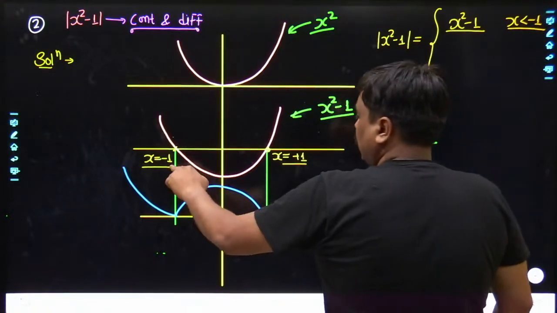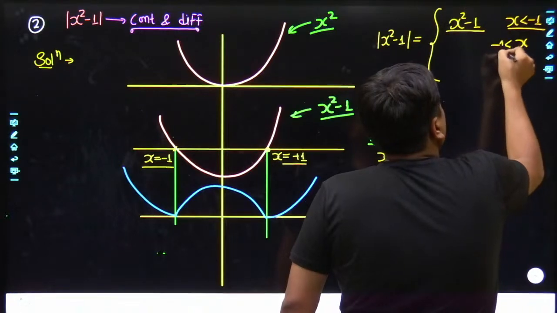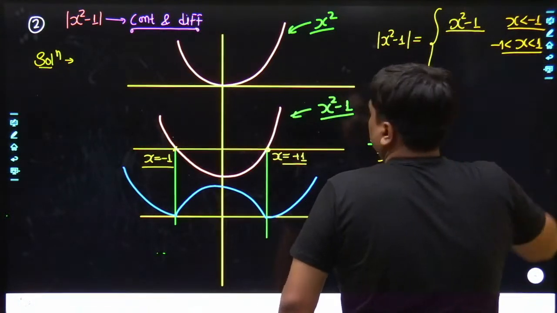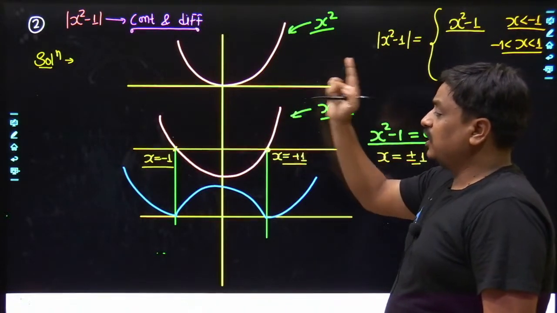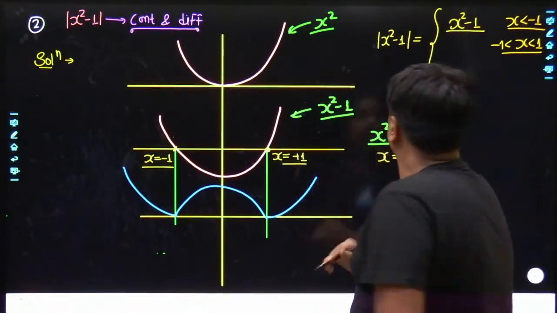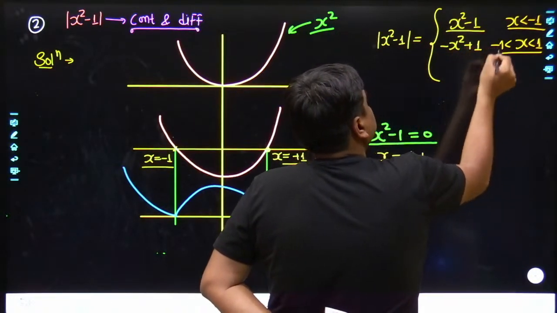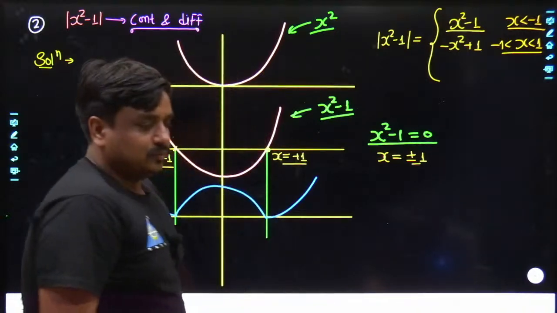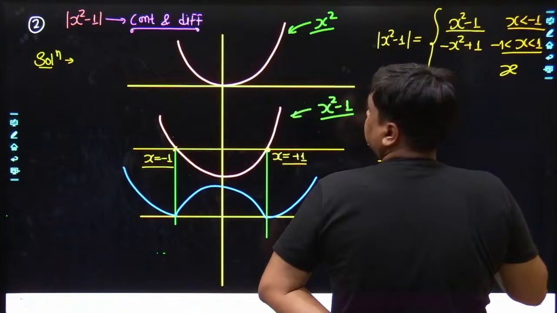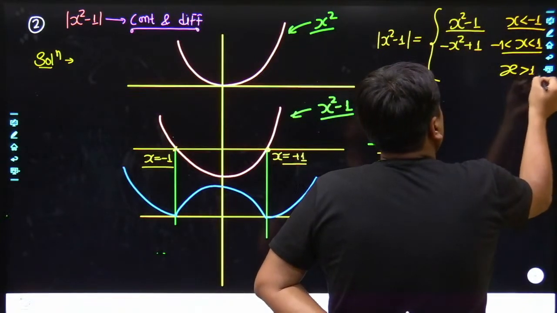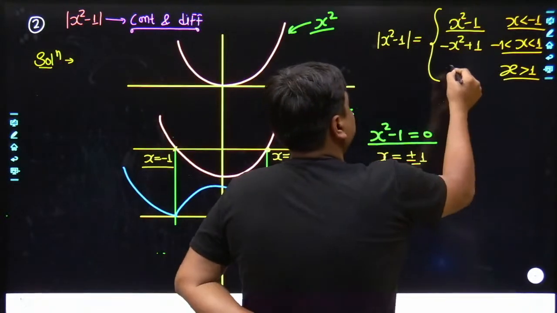Similarly, if you come in between the range of minus 1 to plus 1, the curve has been flipped taking the reference of the x-axis. That means x square minus 1 got multiplied with a minus sign. Hence, the result would be minus x square plus 1. Similarly, if you take x greater than plus 1, may I know how the curve had been? The curve had been the very same as x square minus 1.